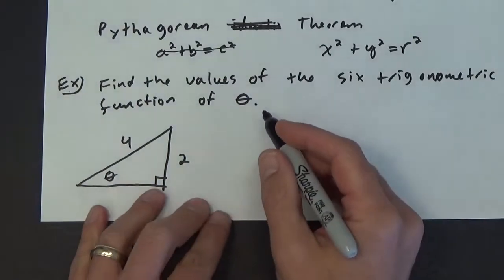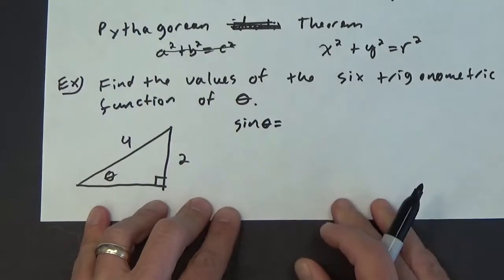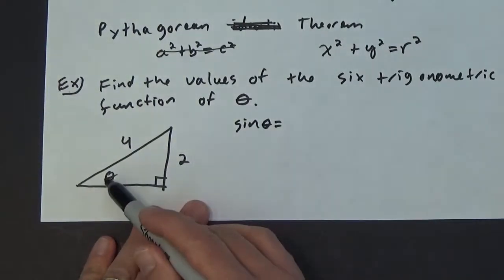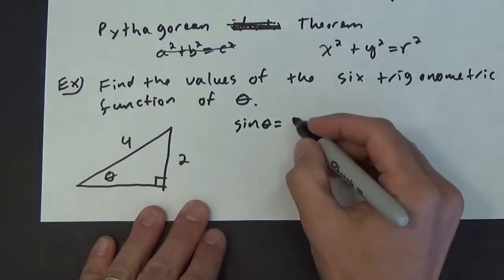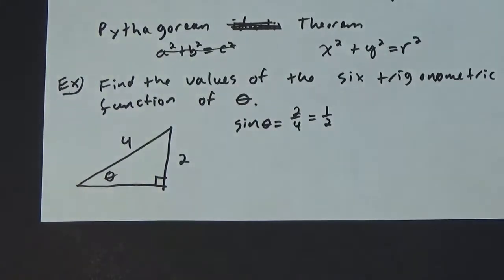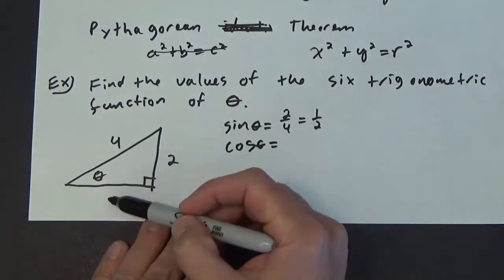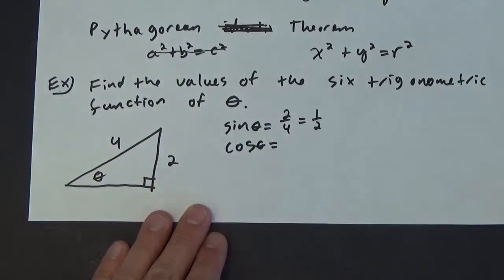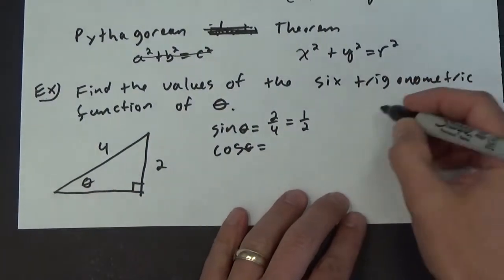Okay, so let's go ahead and go through our 6 trig functions. The sine of theta. Well, the sine is the opposite over the hypotenuse, or the y over r. So that's 2 over 4, or 1/2. The cosine of theta is the adjacent over the hypotenuse. And we don't have the adjacent, so we're going to go ahead and use the Pythagorean theorem to get that. I keep on saying that.